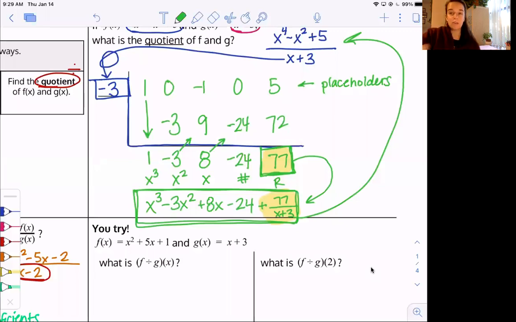Okay, I want to have you guys try one on your own. If you see here where it says you try, you have x squared plus 5x plus 1 and x plus 3. I want you to go ahead and divide that, do f divided by g. Try that one on your own. I'll be back in about 90 seconds.